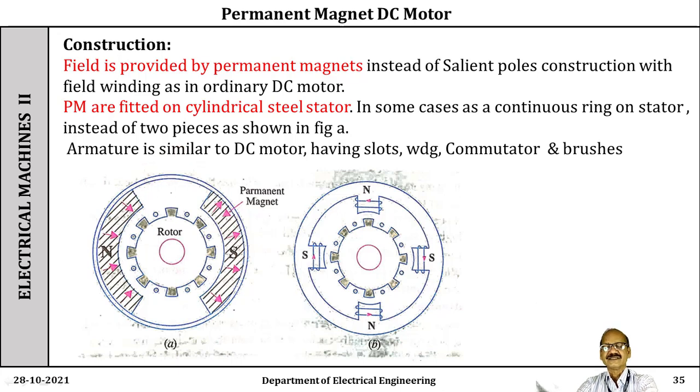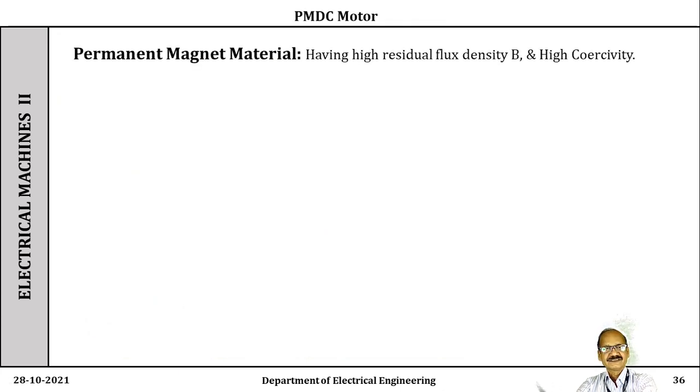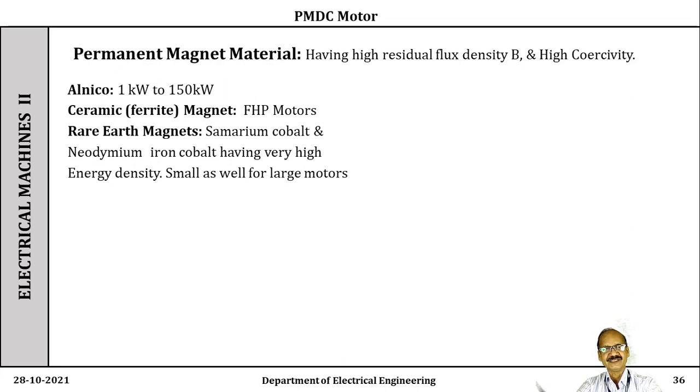The next point is, three types of permanent magnet materials are used, having high residual flux density B and high coercivity. The first material is Alnico. It is an alloy of aluminum, nickel and cobalt. It is costlier and used for motor ratings of 1 kilowatt to 150 kilowatt.